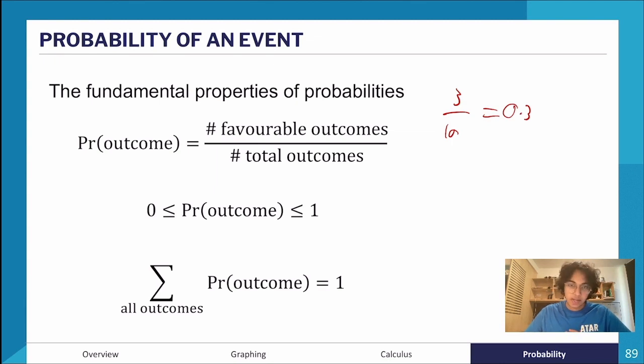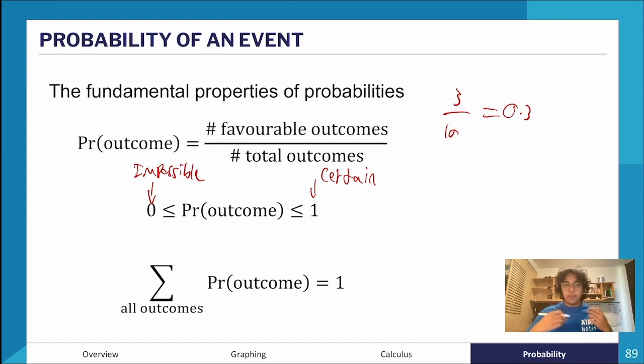Either or, doesn't matter. The probability of all outcomes must always be between 0 and 1. Why? Well, 1 means certainty, right? So 1 is certain and 0 is impossible, right? We can't be less possible than impossible, right? We can't be more certain than 100% certain. So that's why probability is always between 0 and 1.